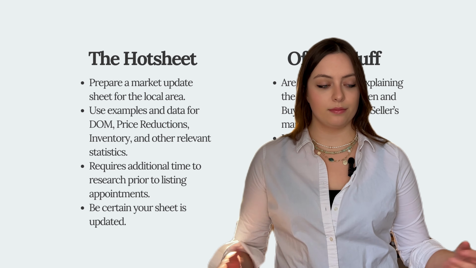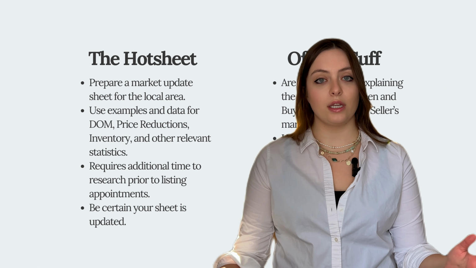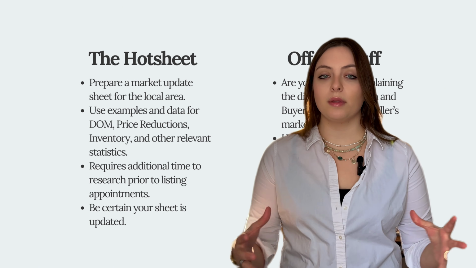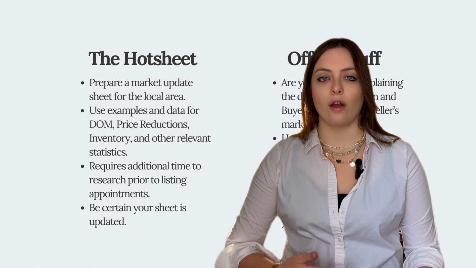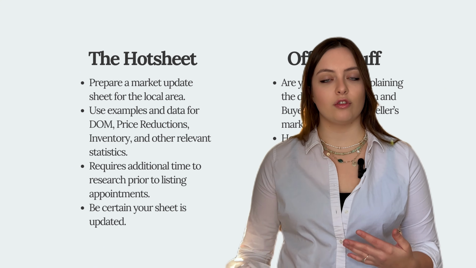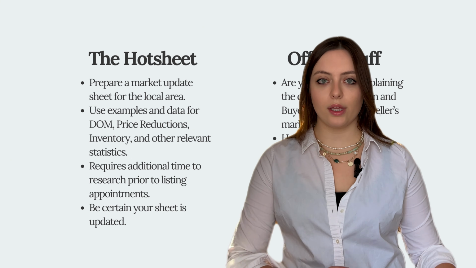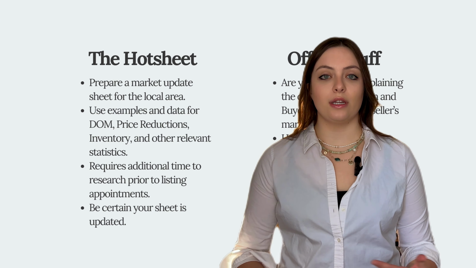Again, let's boil this down to something simple. There's two trains of thought here. So number one would be the hot sheet. You're preparing a literal sheet in advance with the market update. This can be the local market, including inventory. Are there price reductions? How long are houses generally taking to sell? That's days on market. And you're just going to want to make sure that your sheet is updated.